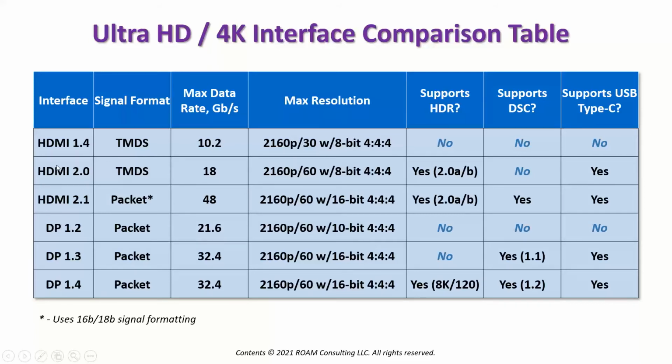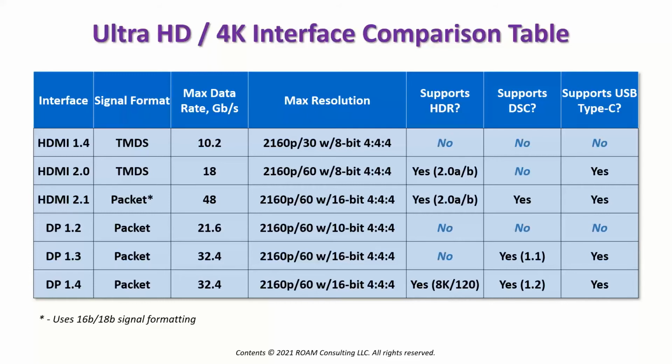HDMI 2.0 has a maximum data rate of 18, so it does support HDR, but not DSC. HDMI 2.1 data rate is 48. It'll do HDR, DSC, and Type-C. And DisplayPort 1.2, 1.3, and 1.4. So 1.3 and 1.4 will support DSC and Type-C, but 1.3 doesn't support HDR, 1.4 does. And it's a little confusing, but the main thing is that you have to pick the display to match the application and find out what your device outputs and what the display will accept.